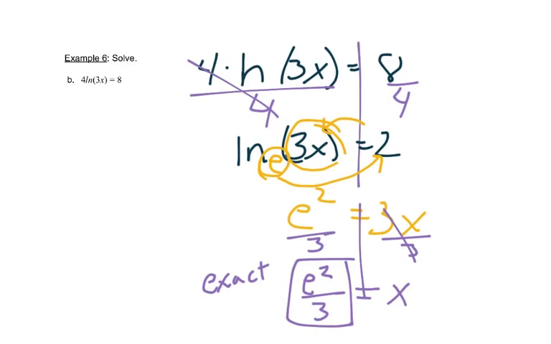To get something else, we could use our calculators. We could type in e to the second power, close your parentheses, divide by 3. And that, if we round it, gives us 2.46.